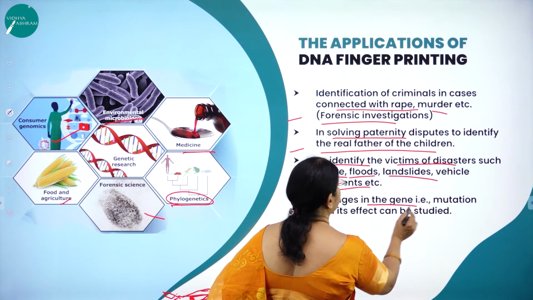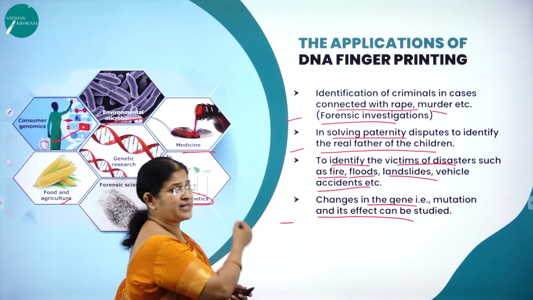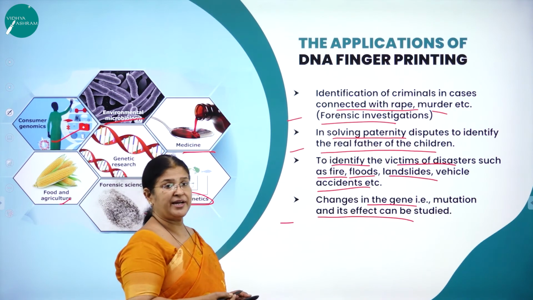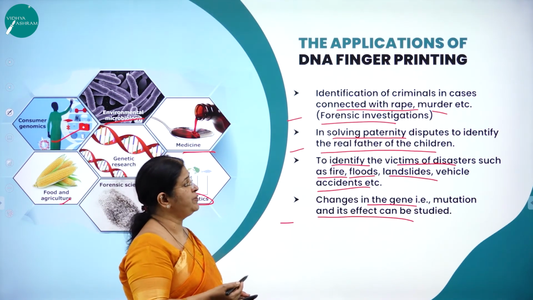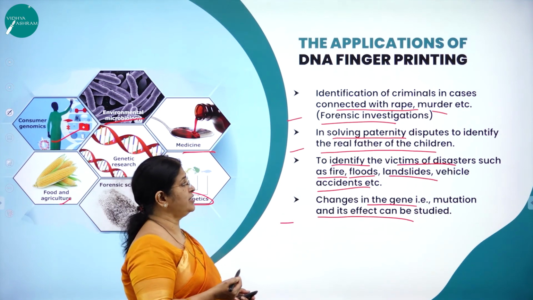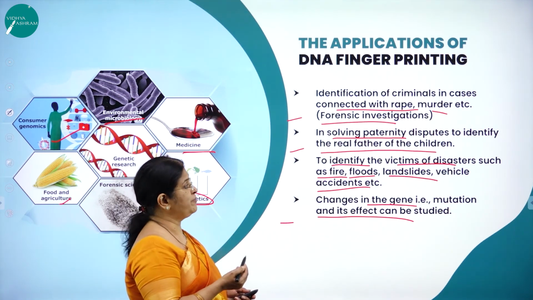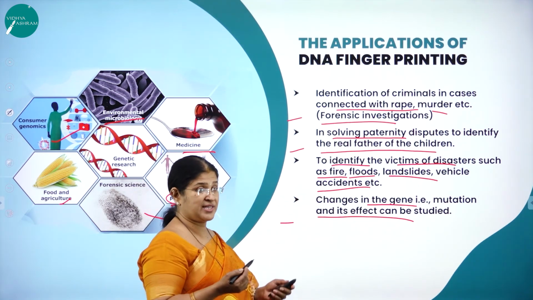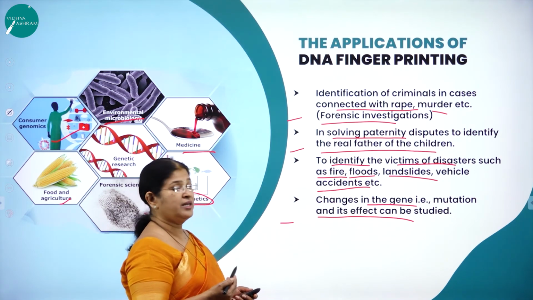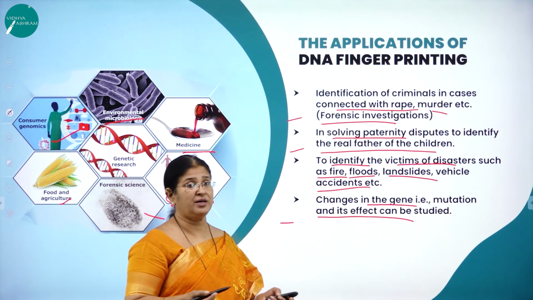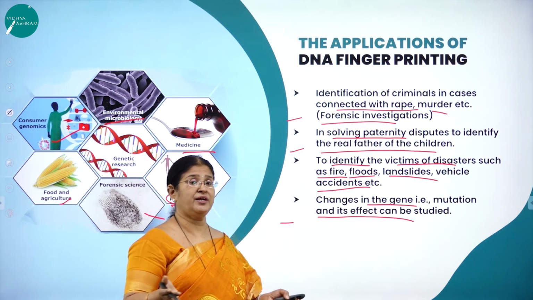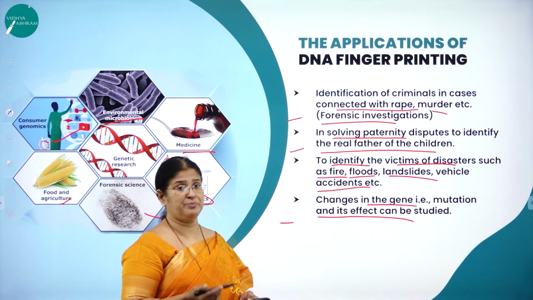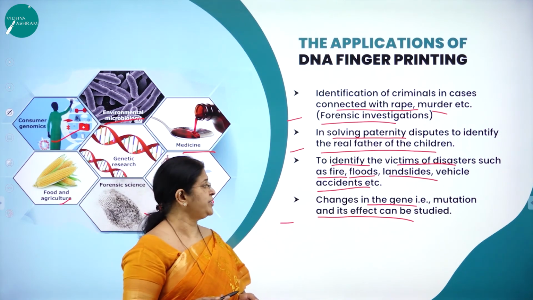Then changes in the gene, that is mutation and its effect, can also be studied. As I said, it has wide applications for the welfare of mankind. It can be used in the identification of criminals in cases connected with rape, murder, etc., particularly in forensic science. Then in solving paternity disputes to identify the real father of the children, and to identify the victims of disasters such as fire, floods, landslides, and vehicle accidents, where the body is beyond recognition and in a decomposed or dismantled state, so that it is very difficult to identify the person. In that case also, DNA fingerprinting is going to help.